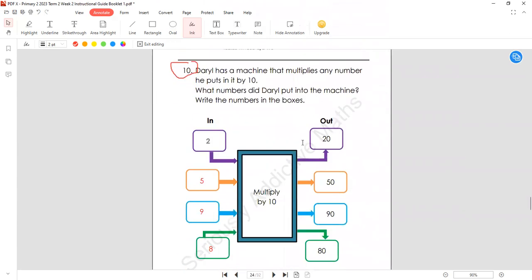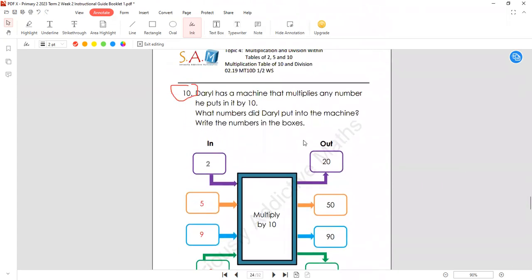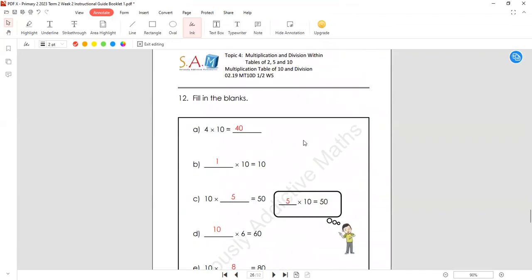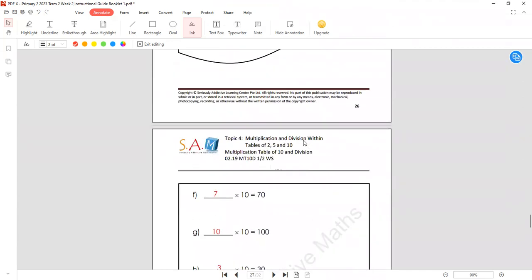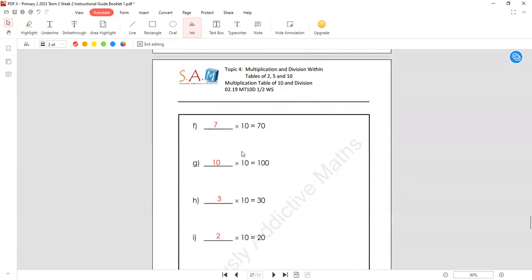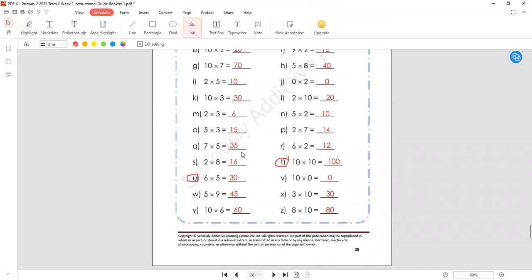And then let's see one of these questions here, the in-out question. I think they've done it previously, so they may know how to do this. Questions like this, perhaps do one like that. So it's the same, whether it's 1 times 10 or 10 times 1, whether it's 10 times 5 or 5 times 10. So they should be able to do that.